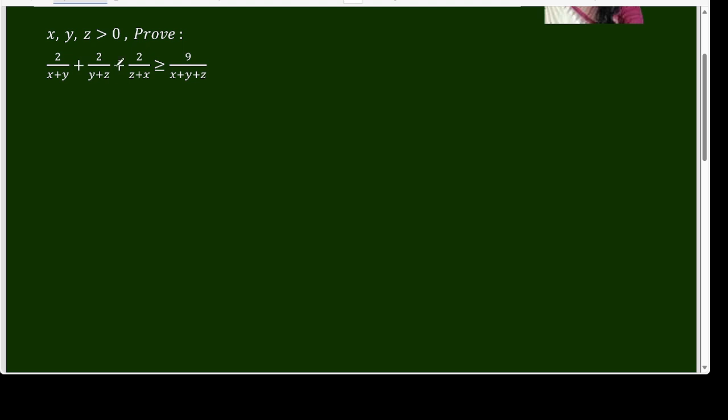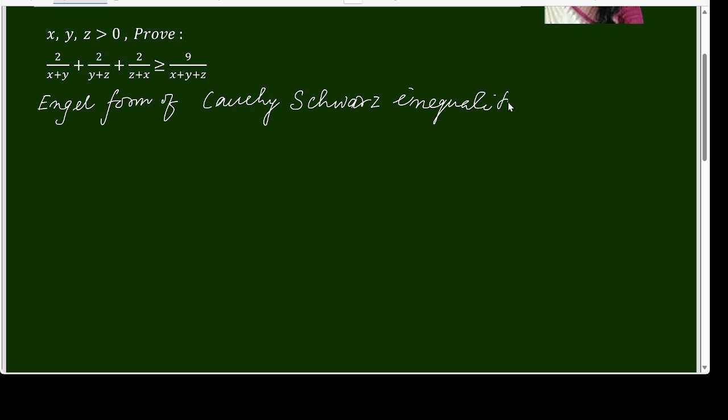I have already discussed it in some video. That is the angle form of the great Cauchy-Schwarz inequality. What is it?